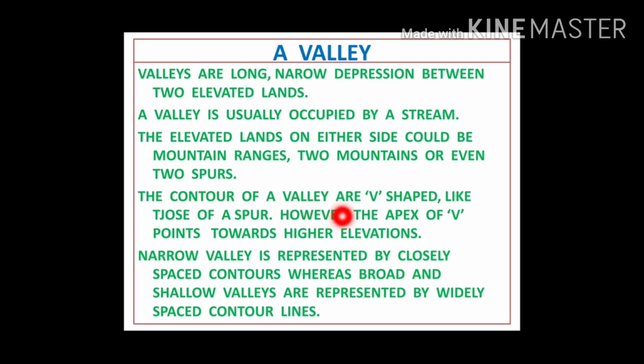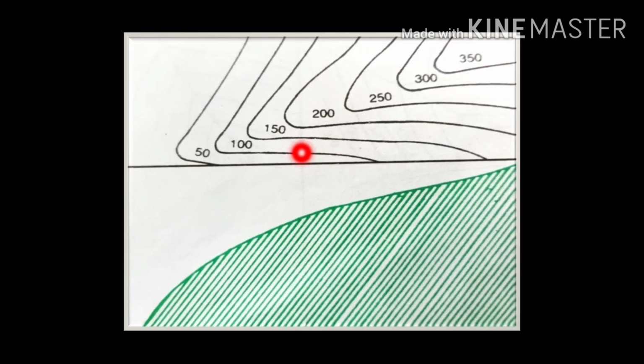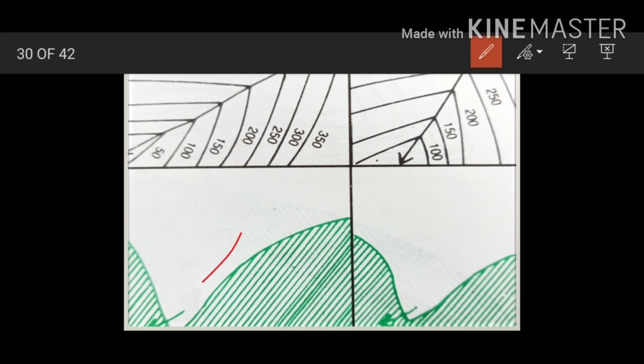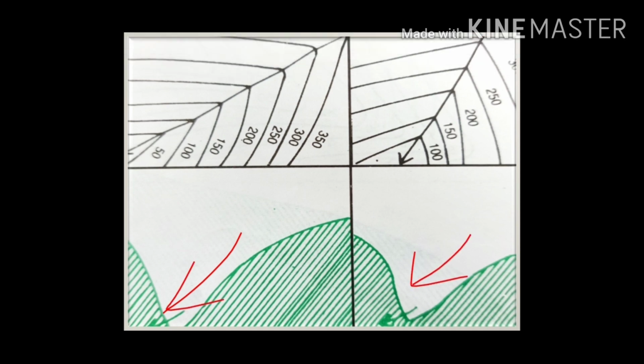The contours of a valley are V-shaped like those of a spur. However, the apex of the V points toward higher elevation. Now students, if this is the contour of a spur, you can see the apex is towards the lower elevation, but in case of a valley, the valley is here, and you can even see the arrows which are showing the river flowing down the valley. You can even see the arrows here, showing the river. You will see the apex, the letter V, can you see the letter V here?